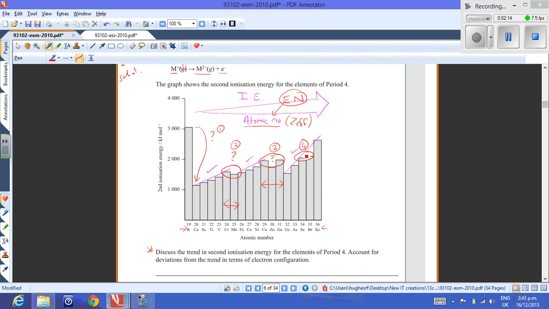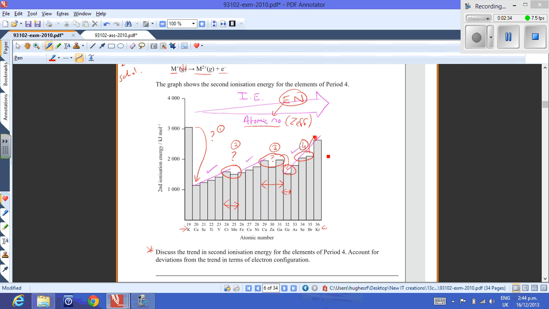And then the trend starts to continue again. There's a drop there. We could discuss that between gallium and germanium. We could discuss that as well, actually. And then the trend increases. Then there's not much of a difference between these two elements. And then there's a big jump up here to krypton at the end.